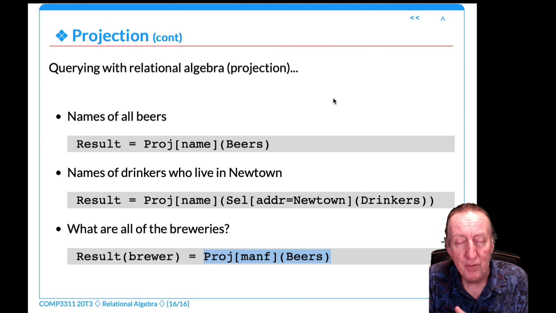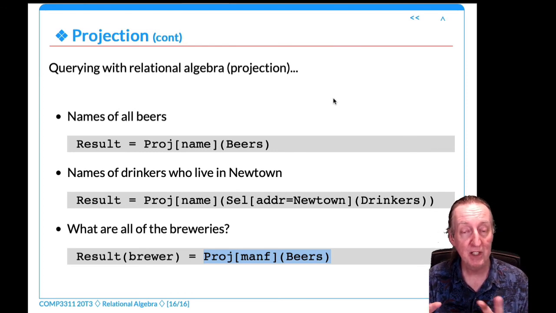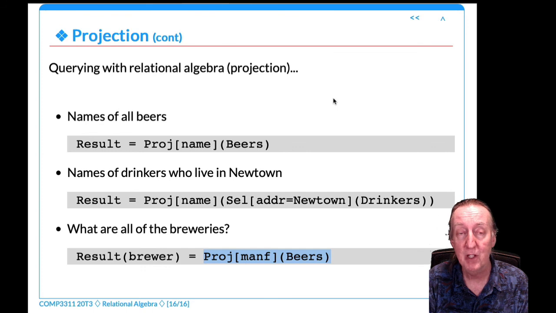Alright, so that's the first couple of relatively simple operations that actually are only acting on a single table. In the next videos, we want to look at operations that act on multiple tables.